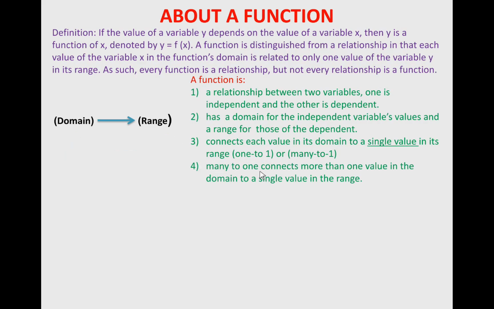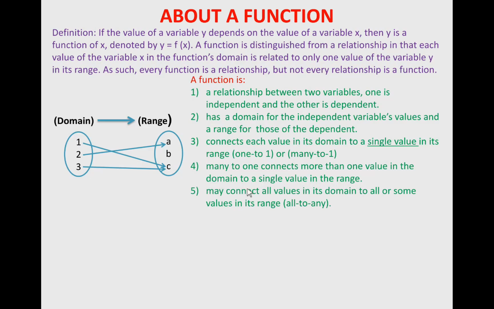By many-to-one, we mean the function connects more than one value in the domain to a single value in the range. Let's take a look at an example. Here we have two elements from the domain, namely 1 and 3, connected to C. So both are mapped to C, and that's what we mean by many-to-one. Many-to-one connects more than one value in the domain to a single value in the range.